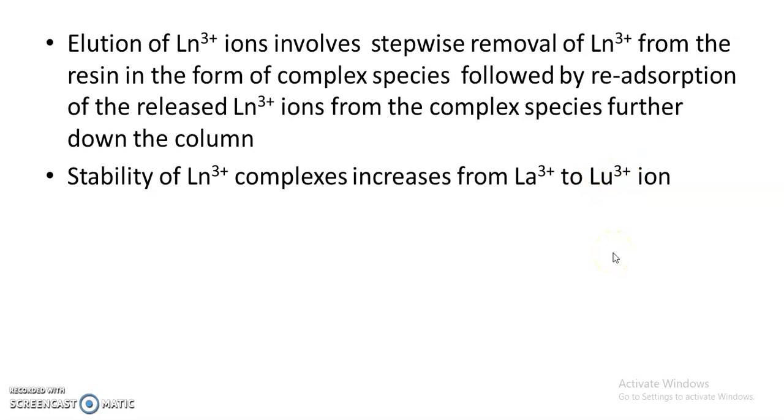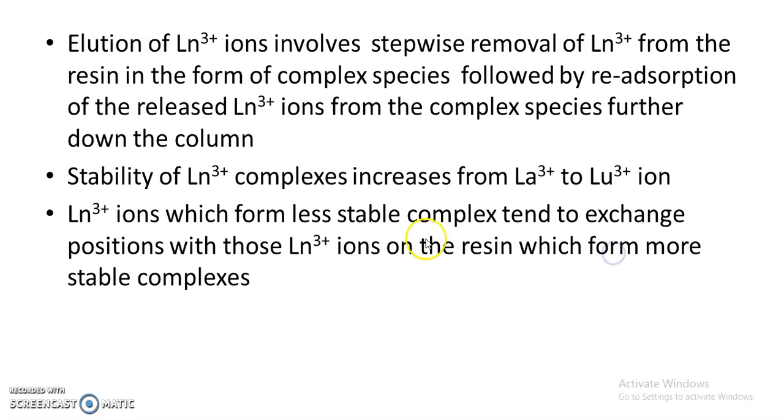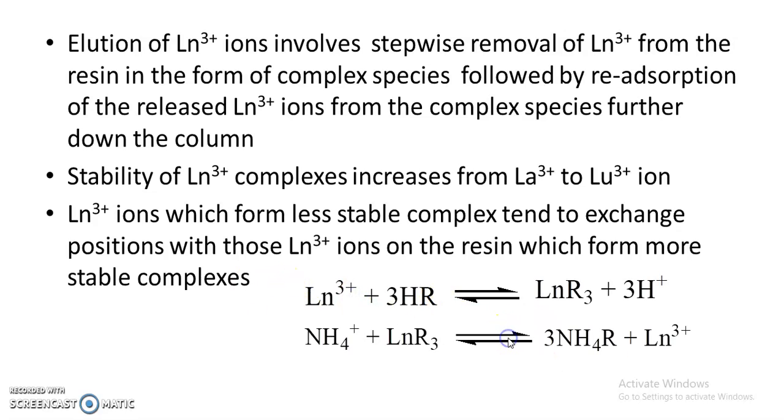So as soon as the lutetium band is over, then the ytterbium band will be eluted, and so on. So lanthanide ions which form less stable complex tend to exchange position with those lanthanide ions on the resin which form more stable complex. The meaning of this is lutetium plus 3 is released by ytterbium plus 3, because ytterbium plus 3 has a less tendency to form complex, and therefore lutetium plus 3 is released by ytterbium plus 3, which is in turn released by thulium plus 3. Thulium plus 3 has less tendency to form complex, and therefore ytterbium will be released by thulium plus 3. And this is the exchange equilibrium.